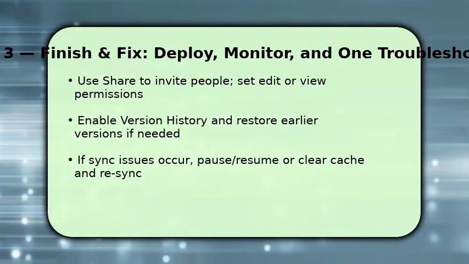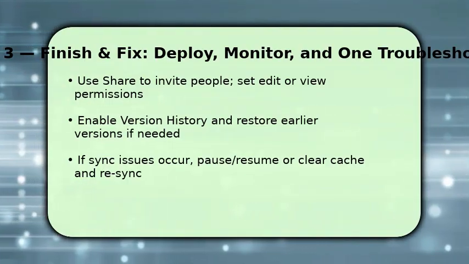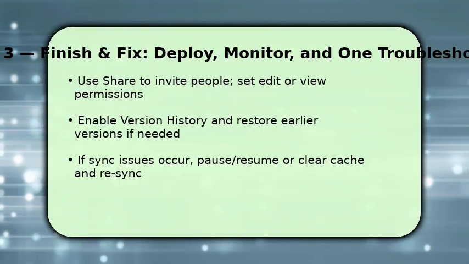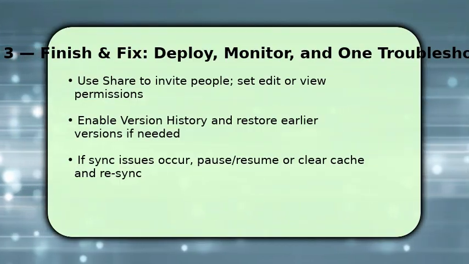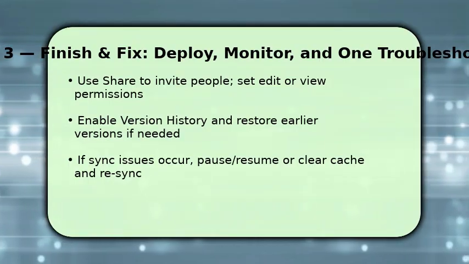If collaborators report missing updates, pause and resume sync, clear the OneDrive cache, or resync the library. This resolves most conflicts. If problems persist, verify permissions and re-upload the affected files as a last resort.